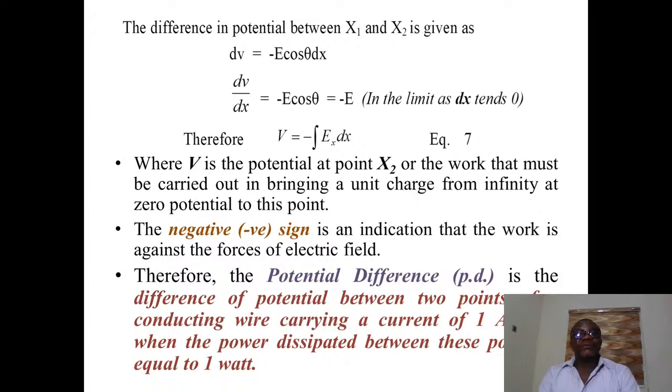Where V is the potential at point X, or the work that must be carried out in bringing a unit charge from infinity at 0 point or 0 potential to this point. The negative sign is an indication that the work is against the forces of the electric field. Therefore, the potential difference, PD, is the difference of potential between 2 points of a conducting wire carrying a current of 1 ampere when the power dissipated between these points is equal to 1 watt.